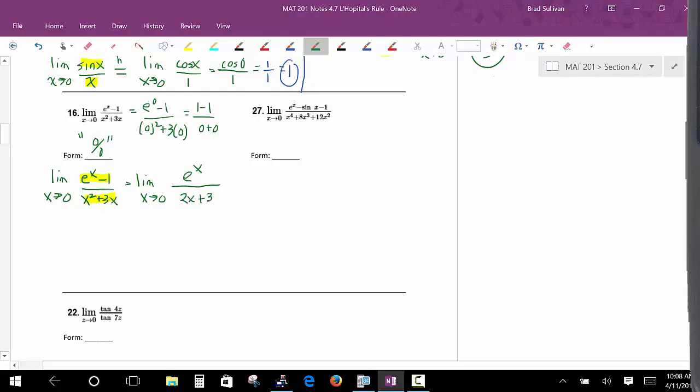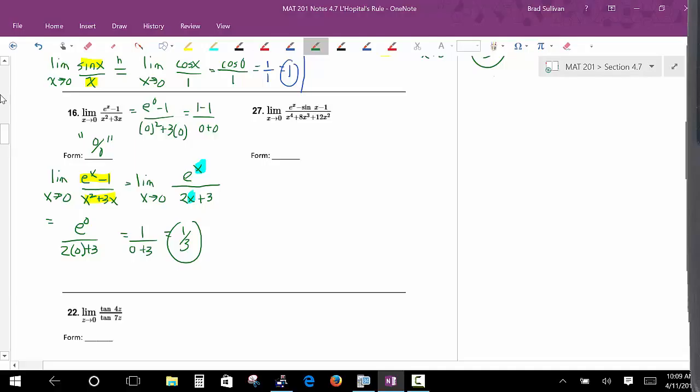2x plus 3. Okay, so what we're going to do is just going to try again, see what happens. So we're going to plug in the 0 now, so everywhere you see an x, plug in a 0 now and see if you get an answer. So what we're going to have is e to the 0 over 2 times 0 plus 3. So that's 1 over 0 plus 3. So it's 1/3. So that's the answer.